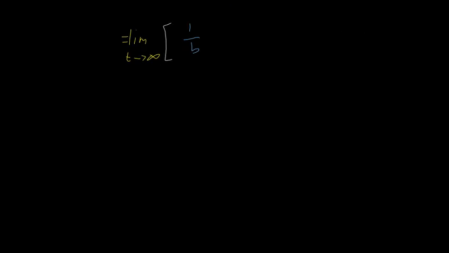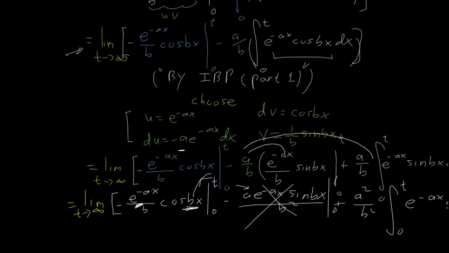By the way, I'm already evaluating the limit all in one go, so we don't need to put a limit there. So this is equal to 1 over b, plus a squared over b squared, and then we were integrating from 0 to infinity of e to the negative ax sine bx dx.